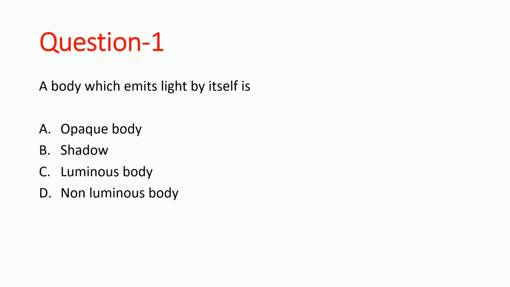Okay, let us go to the bits. Here is the first bit: a body which emits light by itself. As we discussed earlier, a body which emits light by itself is known as a luminous object. An opaque body does not allow light to pass through. Shadow is completely different. Non-luminous is different. So option C is the correct answer. The example for a luminous body is the sun.